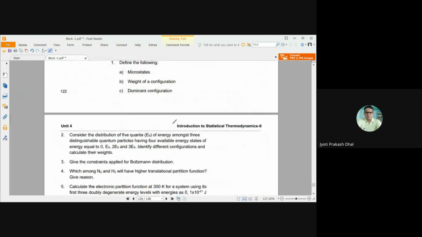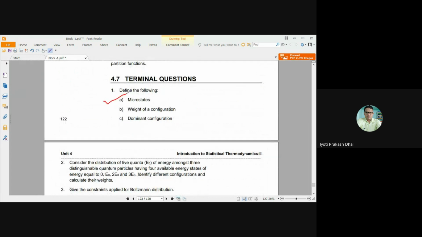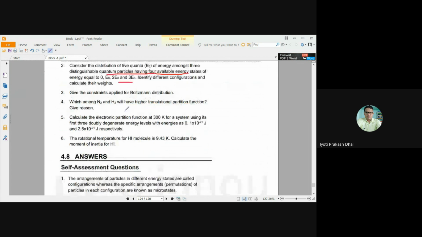Here some questions are there. Define the following: microstates, weight of a configuration, dominant configuration, and so on. All these we have already discussed. Consider the distribution of 5 quanta of energy among 3 distinguishable particles having 4 energy levels. All these types of questions we have also solved. Give the constraints applied to the Boltzmann distribution, that means the conditions applied to the Boltzmann distribution.